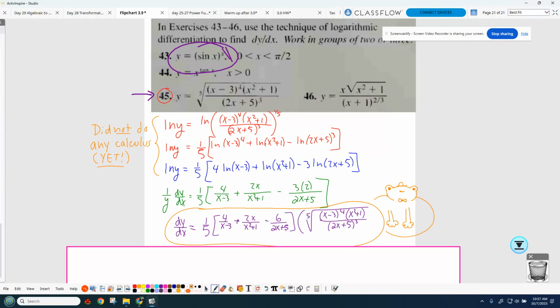So you just use the rules when it's x to a constant or a constant to a moving target. If either thing is a constant, that makes sense. I have a different rule for that. X to the 3, I have a different rule for that. Yeah. X to the sine x, I need to bring that moving target exponent down.